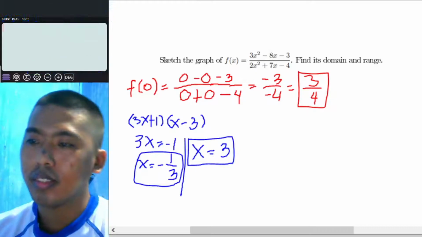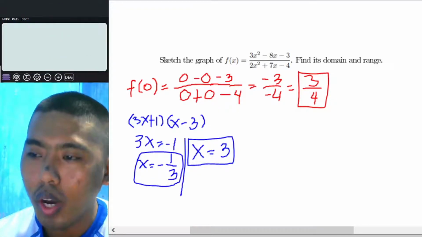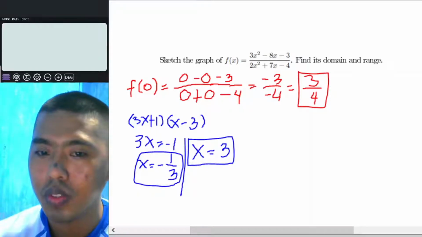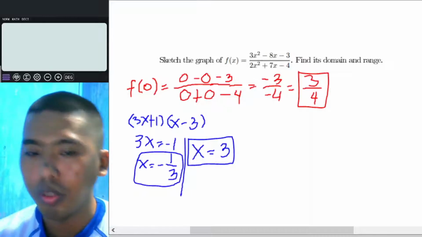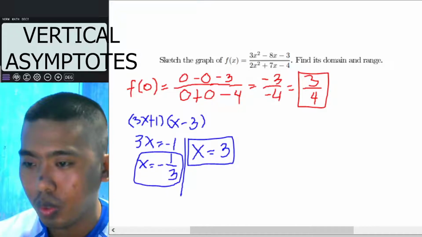Now next, since we already have our y-intercept in color red, and x-intercepts or zeros in color blue, let's proceed to the vertical asymptotes. Okay?